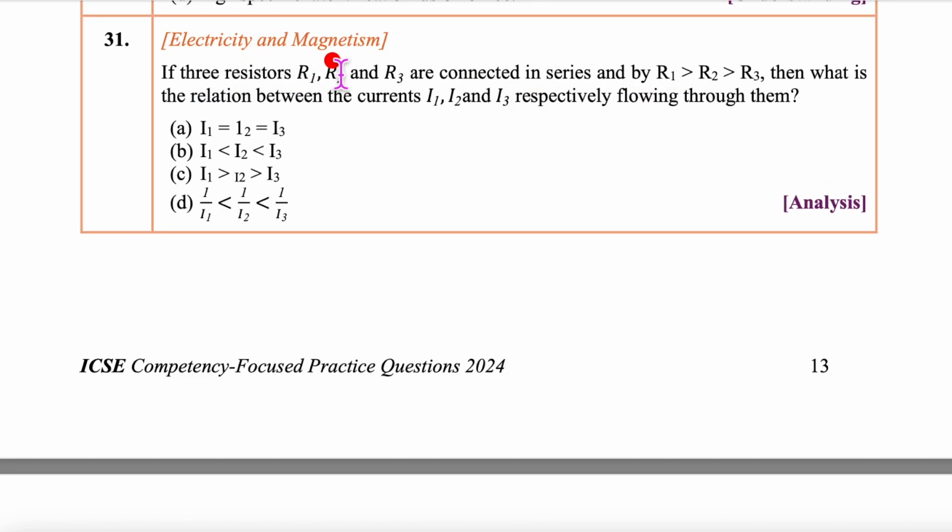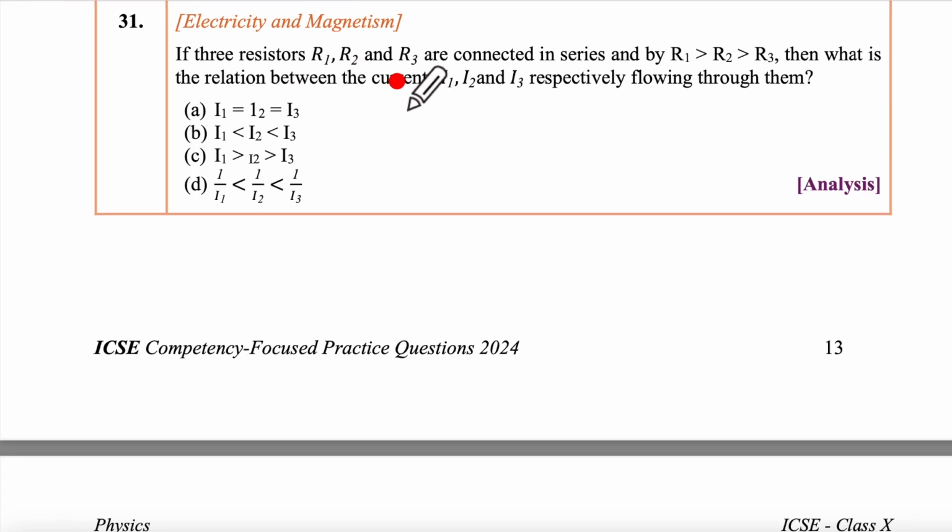Question 31 from Electricity and Magnetism. If three resistors R1, R2, R3 are connected in series and R1 is greater than R2 greater than R3, then what is the relation between the currents I1, I2 and I3 respectively flowing through them? So the three resistors are connected in series. Now if you have the resistors connected in series, then there is only one path for this. So the current through each one of these will be the same.